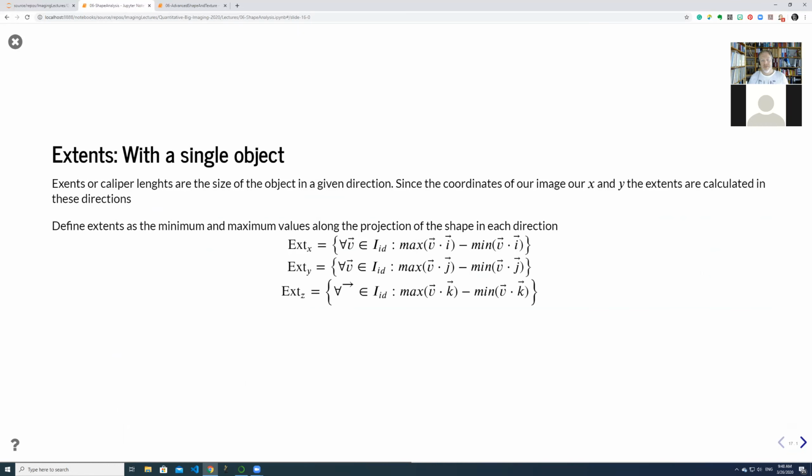Well, some very simple measurement is the extents. So it's essentially the bounding box. It gives us the directions in X, Y, and Z, and how big it is in that way. So it's like you take a caliper and measure in each direction, but you have a fixed object, so it doesn't say anything about the rotation.